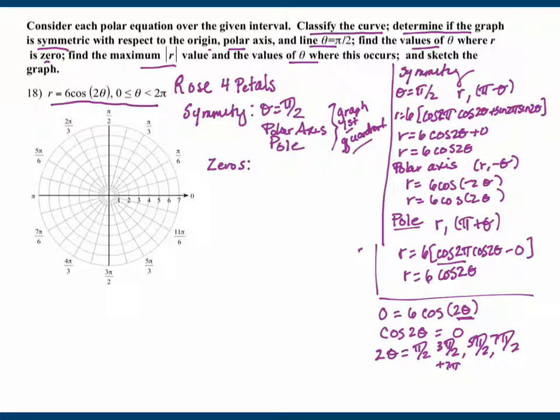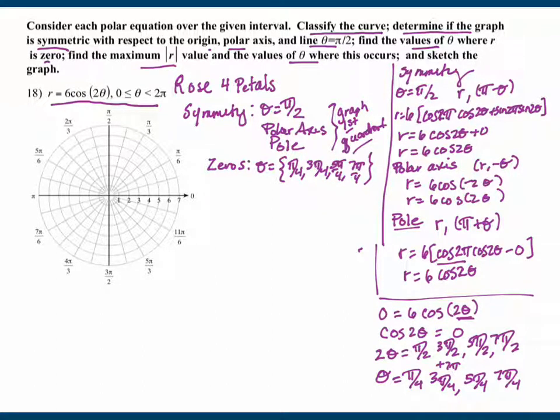Okay, and I can't go any further because 7 pi over 2 is almost 4 pi. So that was 2 theta, so now divide by 2. So theta is pi over 4, 3 pi over 4, 5 pi over 4, and 7 pi over 4. Okay, so those are my zeros. So I'm going to put it up here. Zeros are theta equals pi over 4, 3 pi over 4, 5 pi over 4, and 7 pi over 4.